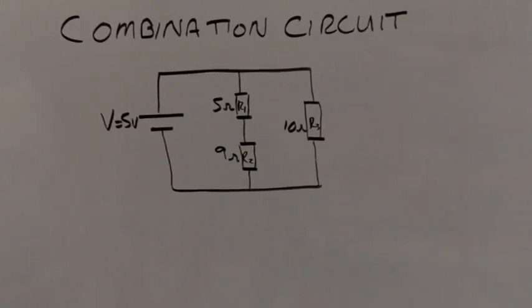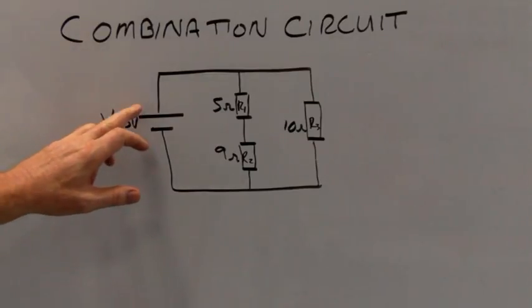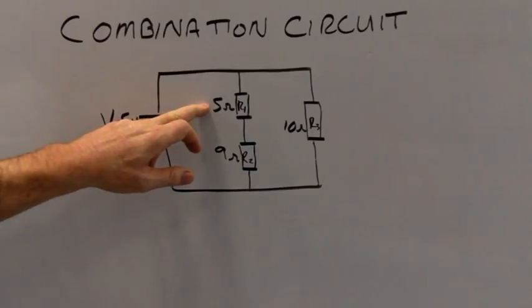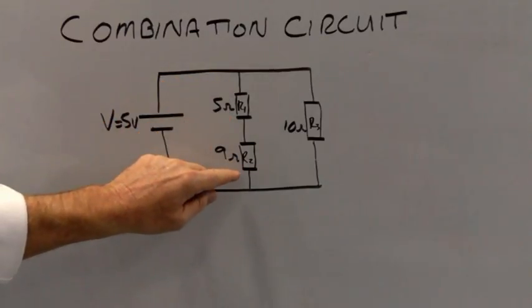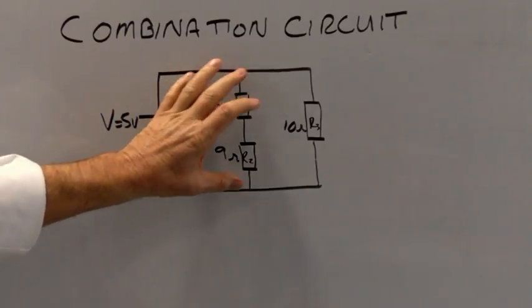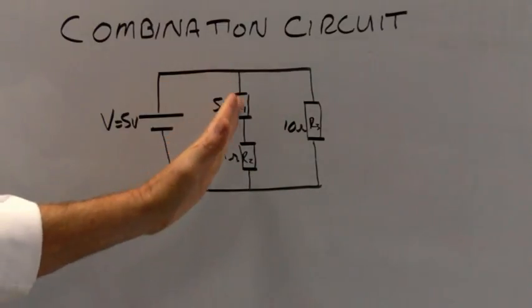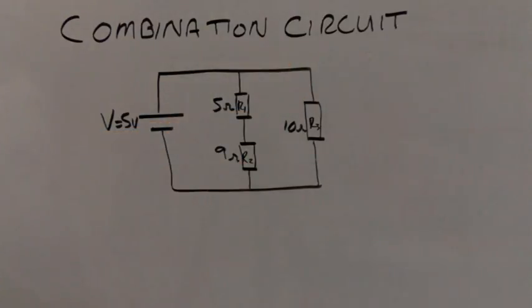The topic of this video is a combination circuit. As you can see with this circuit, we have a 5 volt voltage source, which is the battery. Then we have a 5 ohm resistor and a 9 ohm resistor in series with each other. But then those resistors are in parallel with a 10 ohm resistor. So we have a series circuit and a parallel circuit. This is why it's called a combination circuit.